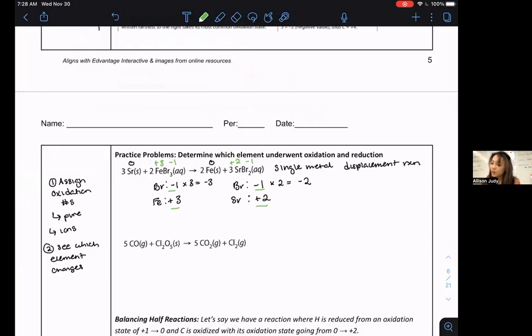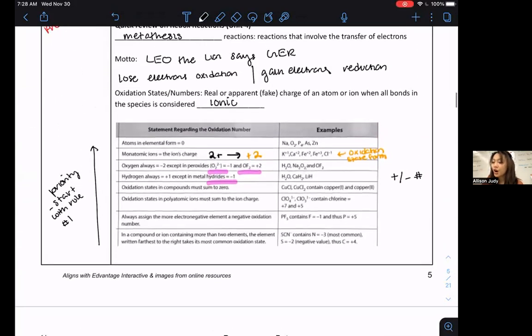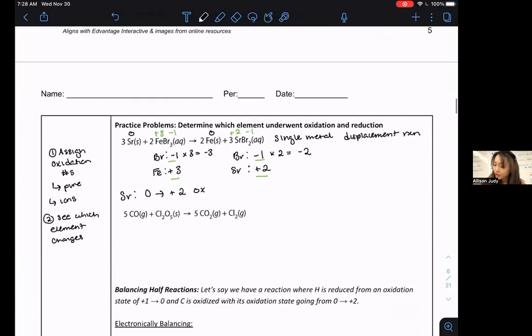And what I see is strontium goes from 0 to +2. It's increased oxidation state. It's lost negativity. So if you lose electrons, you have been, Leo the lion says, oxidized. You have undergone oxidation.